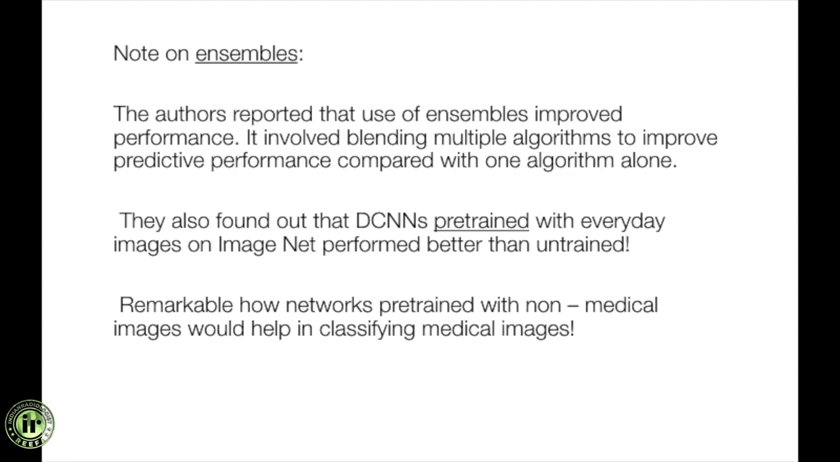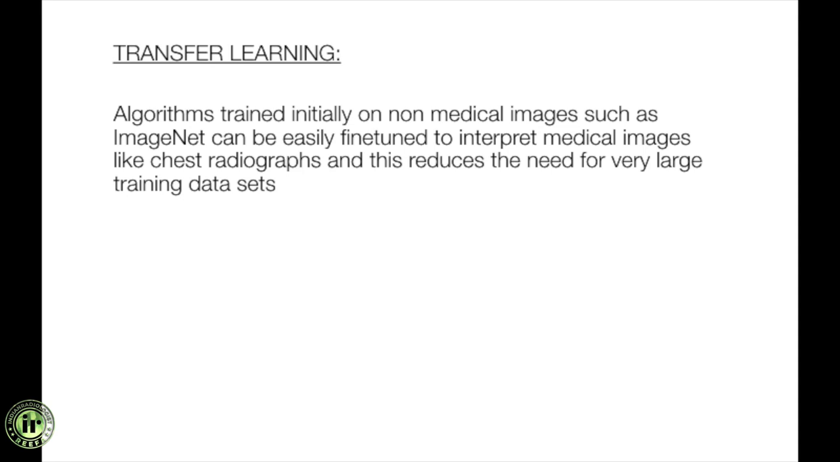They also found out that pre-training of the neural network with everyday images, not necessarily radiology images, improves the performance. And this is called transfer learning. Transfer learning concept reduces the need for very large training data sets. For example, we already had at the turn of this year the ability to detect tuberculosis on chest x-rays. When the COVID pandemic broke out, these same algorithms trained on detection of tuberculosis could very quickly be retrained to diagnose the COVID x-ray features. And this is how transfer learning helps.